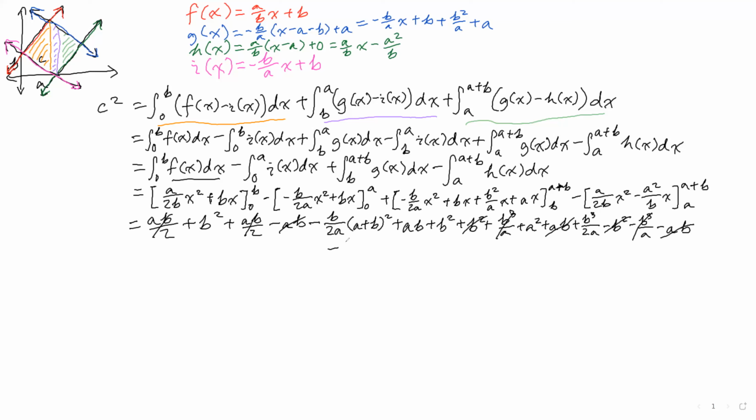minus, when you plug in a over a plus b to that, it's a over 2b times a plus b squared, and don't forget to distribute the negative there, plus a squared over b times a plus b, which is just a cubed over b plus a squared.